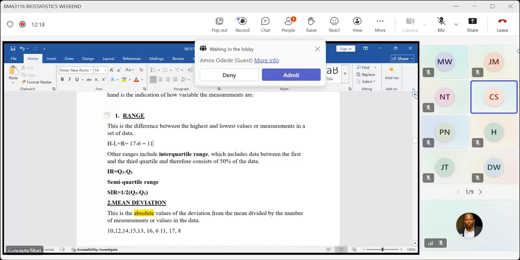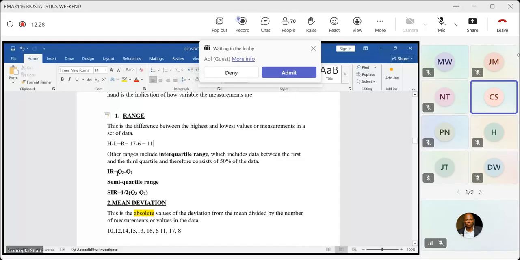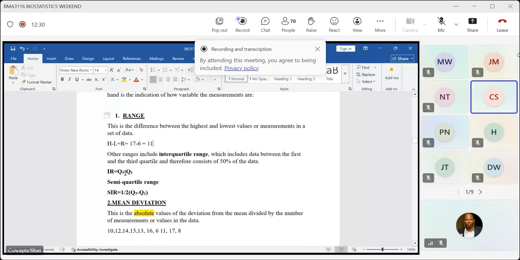So when we talk about interquartile range, we're talking about the first quartile, the second quartile, and the third quartile. And interquartile range is the difference between the third quartile and the first quartile. That is the interquartile range. Then we have semi-interquartile range. That is a half of the interquartile range. So that is our first parameter, the range.